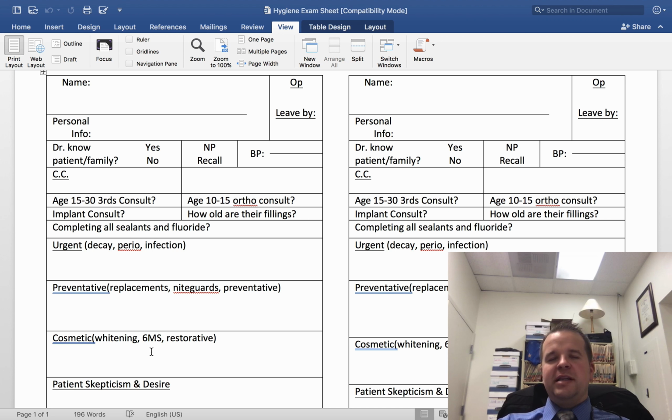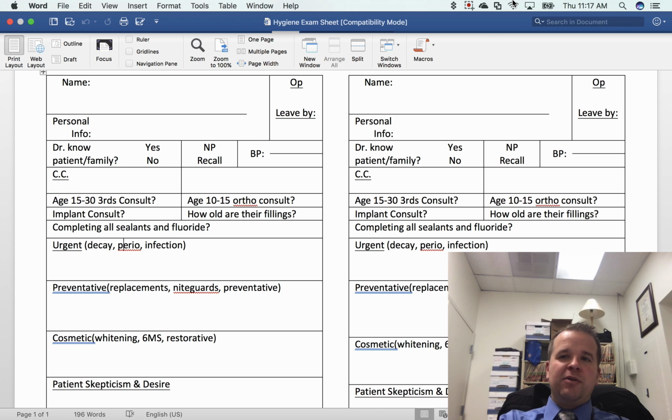Most of the time we wait till the end of the cleaning, but if we can't, this is a good system for that. So hopefully that makes sense. It's a great tool. I think you'll really appreciate it once you start using it. I know it's kind of a little bit of a pain to fill out, but it ends up being a great system once you kind of get used to it.